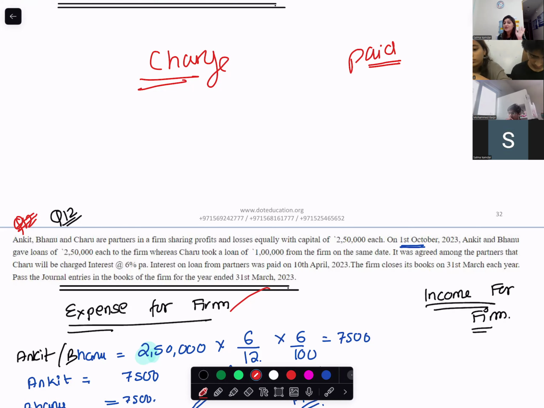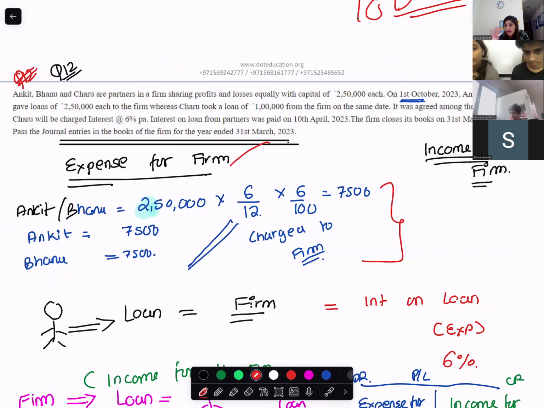So when there is no clear information about paid, you cannot pass the entry to bank. Are you with me? So the interest on loan is going to be charged. Can you give me the journal entry for this interest on loan? I'm not going to pay. First, the bank entry is avoided because they have only mentioned charge.